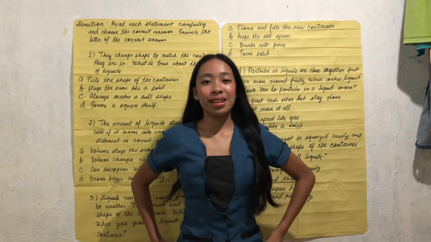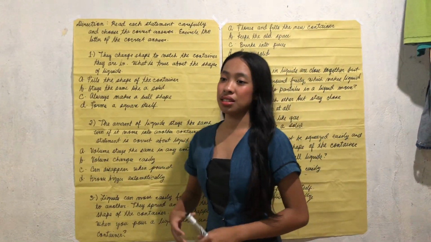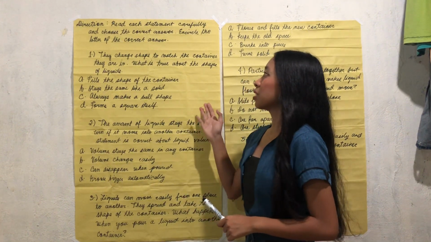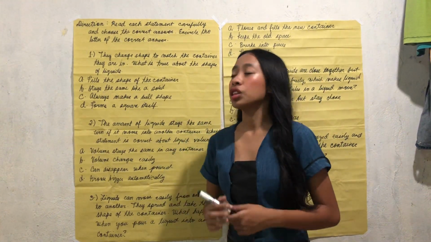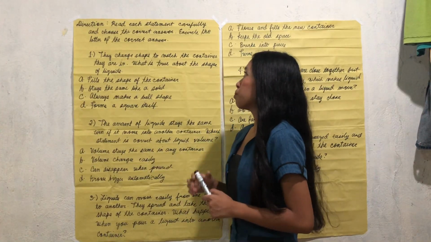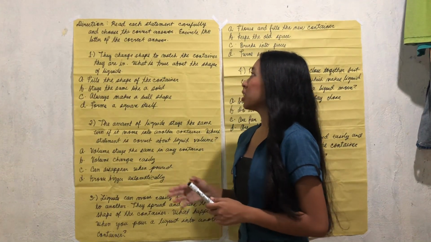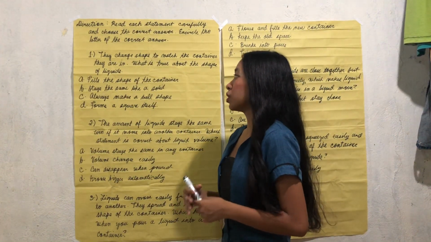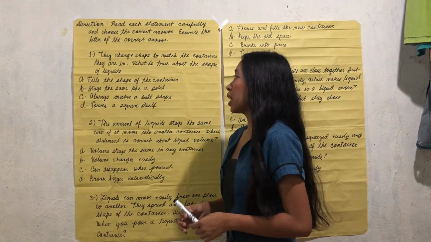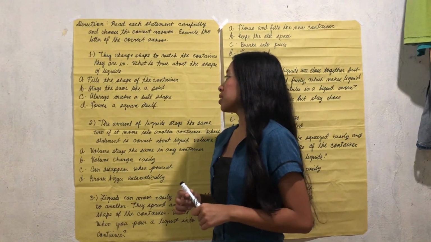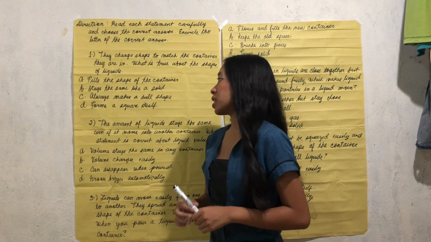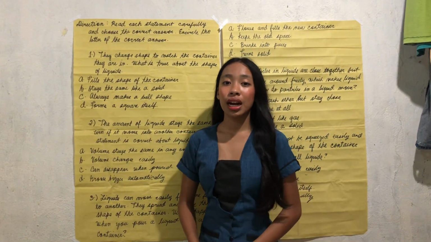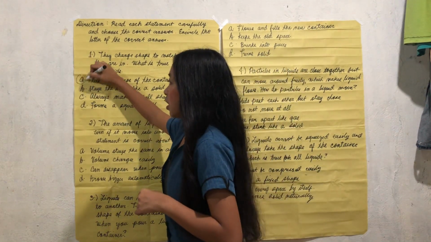For our last activity, let's answer this. Direction. Read each statement carefully and choose the correct answer. Encircle the letter of the correct answer. Number 1. They change shape to match the container they are in. What is true about the shape of liquids? A. Fills the shape of the container. B. Stays the same like a solid. C. Always makes a ball shape. D. Forms a square itself. What is the answer of number 1? Letter A. Okay, very good.